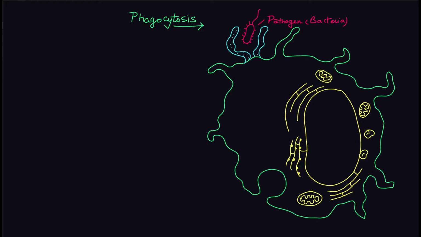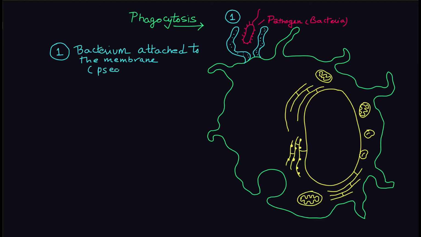After that, the cell is going to construct pseudopodia. So this is the step 1, which is bacterium attachment to the membrane or to the cell. So let me write it down: bacterium attached to the membrane using pseudopodia. So these membrane extensions you are seeing that I have designed close to the bacterial cell, these are pseudopodia. This is the step 1.